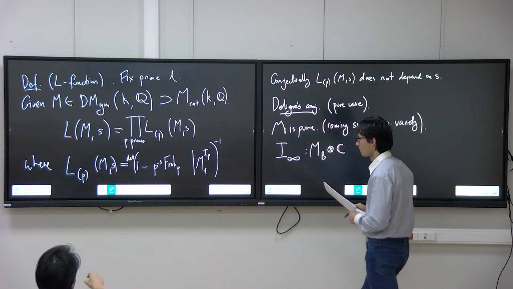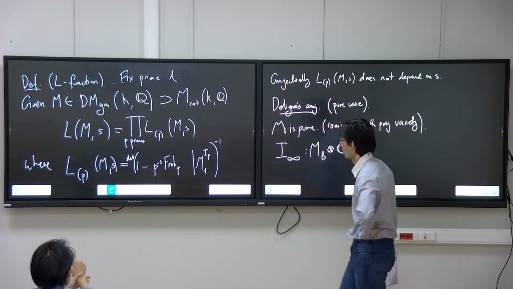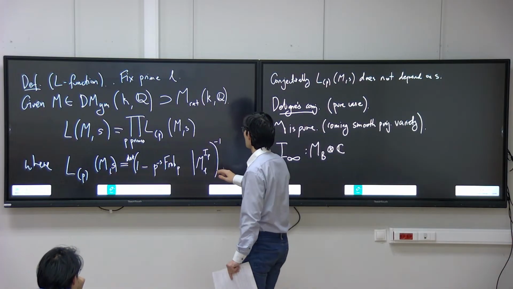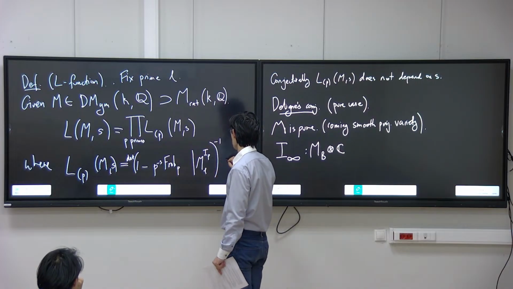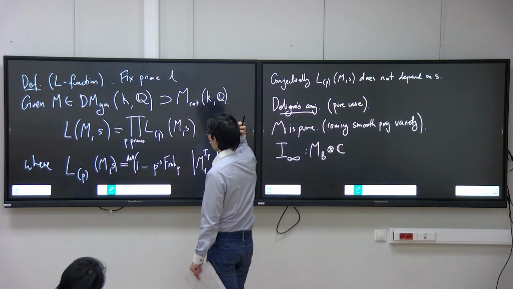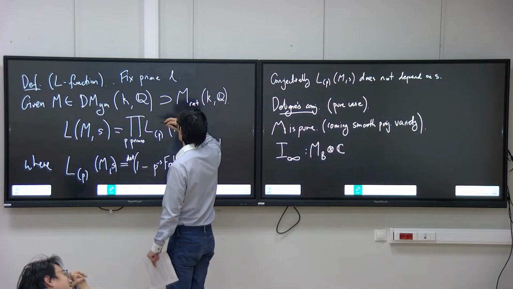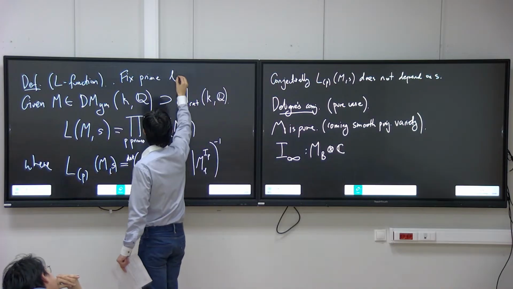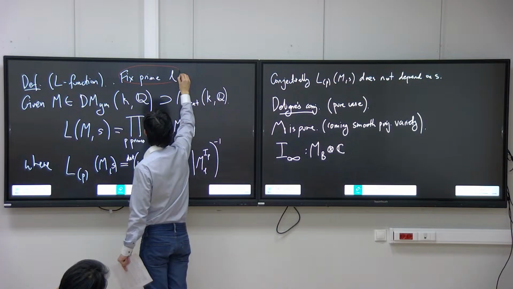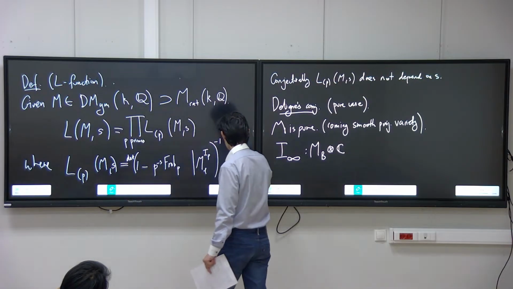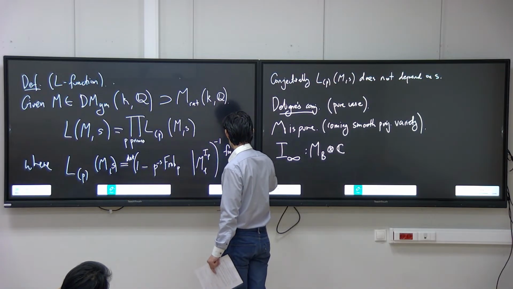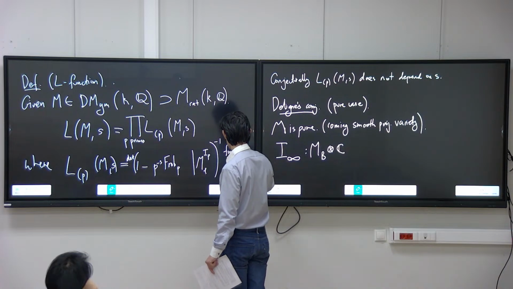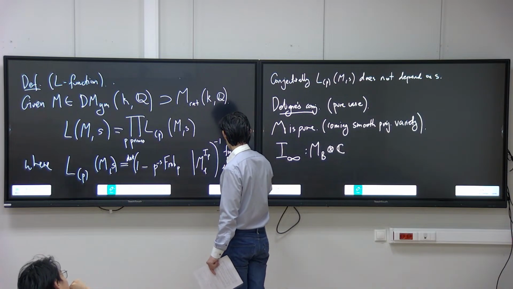Should we assume l not equal to p? Yeah. Okay. Yes, in this case, yes. So maybe I can't fix an l from the beginning. So, for some prime l not equal to p.